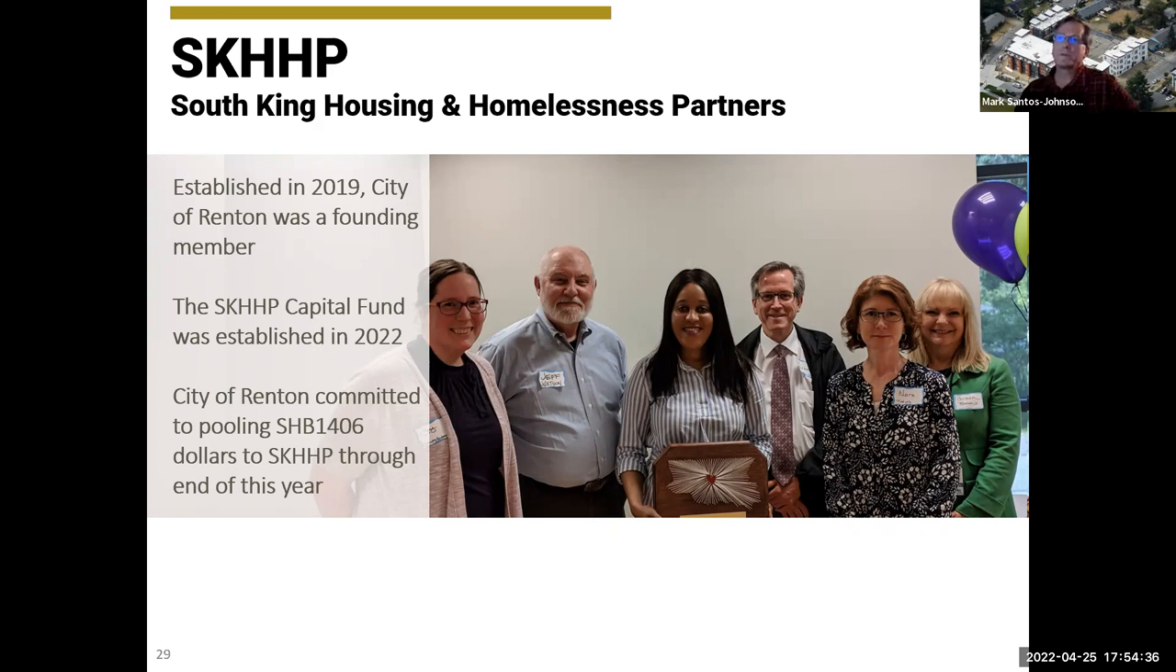SKHHP plans to award funds this year to support affordable housing development from the newly created SKHHP Capital Fund using SHB funds pooled from the City of Renton and other SKHHP member cities. Council President McGirvin is the city's representative on the SKHHP Executive Board, which meets monthly.